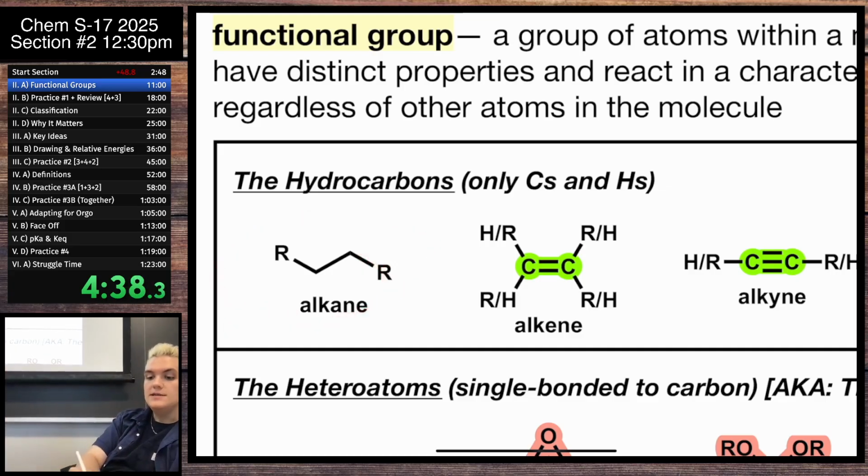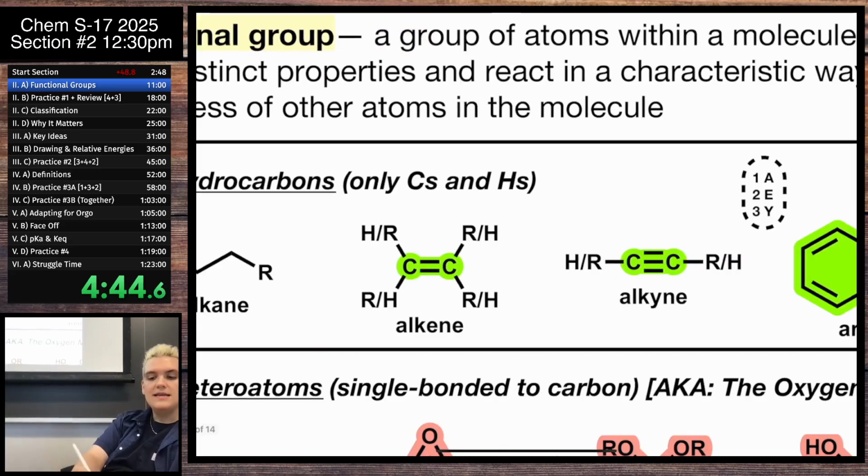Now, if we have a carbon-carbon double bond, suddenly our A becomes an E. We are an alkene. And then alkenes, you can either have hydrogens or you can have alkyl groups attached to it. That's what this R/H means. You can either have carbon groups or hydrogens attached to it. Then if we have a carbon-carbon triple bond, it's called an alkyne.